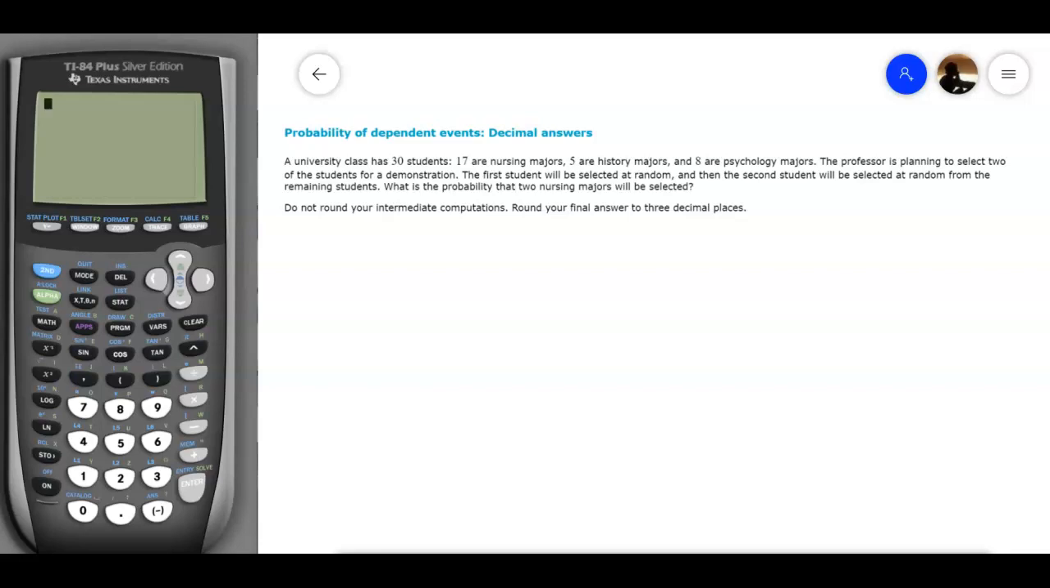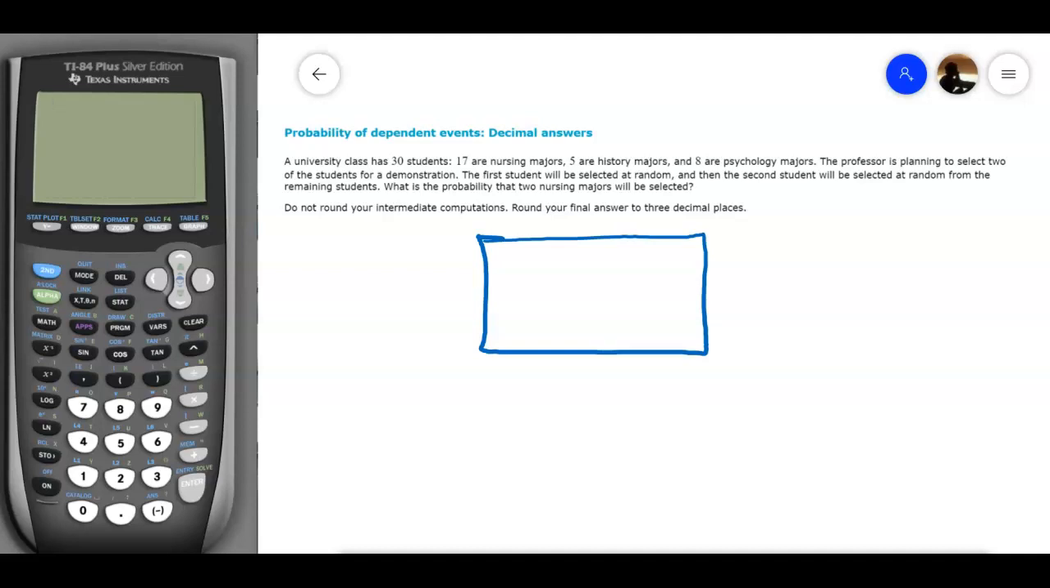All right, so this question is about probabilities. I'm going to try to do it in two different methods. First of all, let's put it down in a Venn diagram. So this is my Venn diagram.